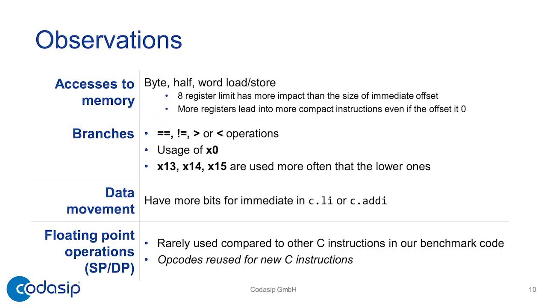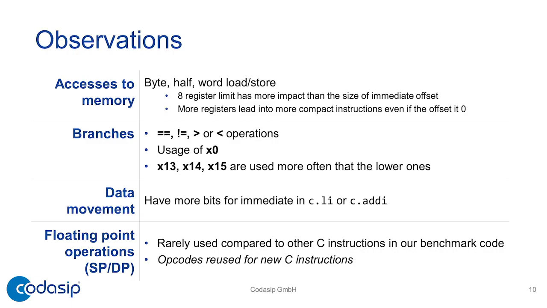We also noticed that there are a lot of memory access operations that require byte, eventually half. It depends on the application, obviously, but byte and word are the most common ones. Half is sometimes used as well. And we also noticed that the 8-register limitation that the load store instructions have impacts the use of C instructions more than the immediate does. Also, we tried to use the immediate as 0, and it's quite interesting what we found out: the offset is not that important as the registers.